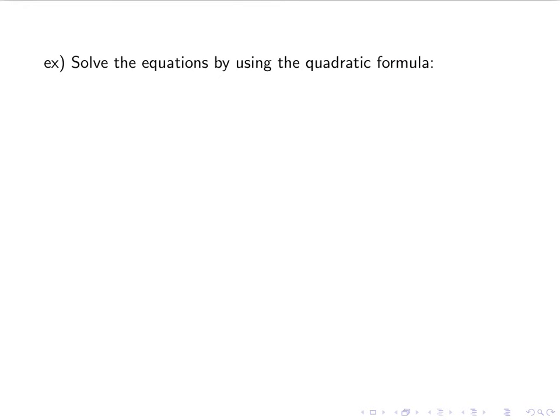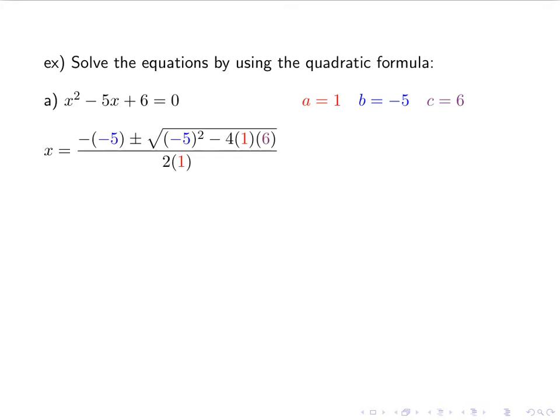So we're going to do, I think, 4 examples of this. So x squared minus 5x plus 6 equals 0. A is 1. Remember, if there's nothing in front of the variable, it's a 1. B is negative 5, and C is 6. So x equals negative b, so a double negative, plus or minus the square root of b squared minus 4ac, all over 2a.